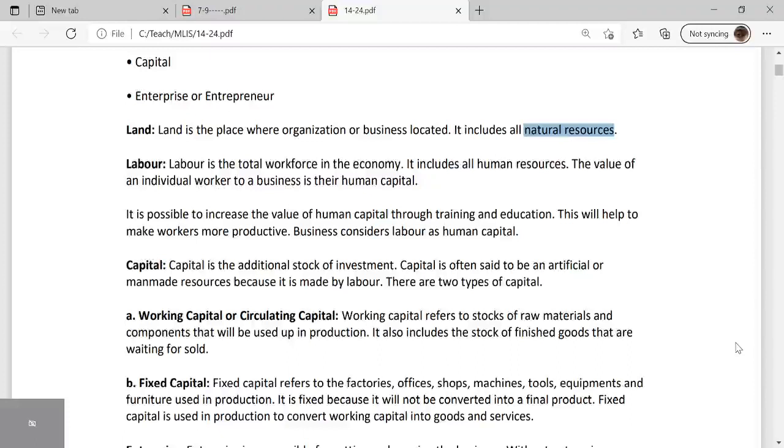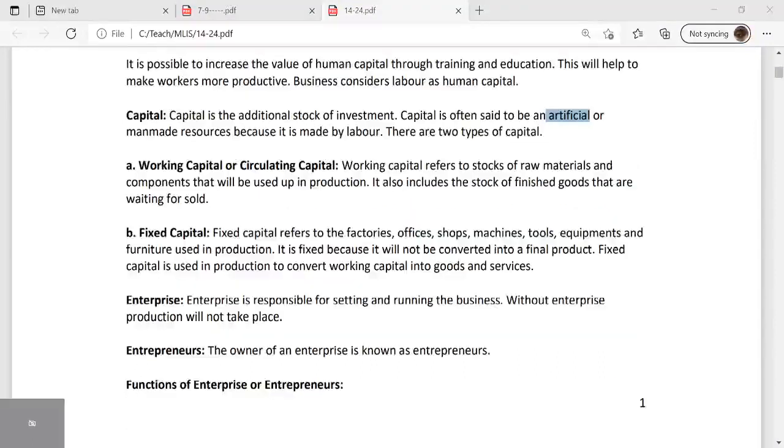Then we have labor. Labor includes all kinds of workforce, all kinds of human resources. Not only physical labor, mental labor also, like doctor, engineer, scientist, lawyer.